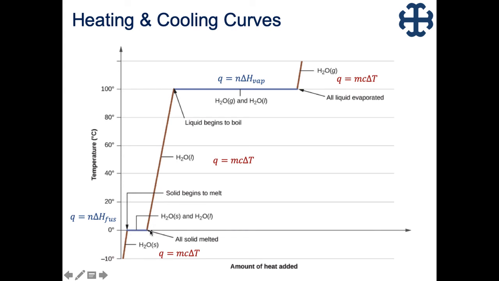Once all our ice is melted, our temperature will start to rise again. We can use Q equals mcΔT to quantify that amount of heat that we add, and then if we raise the temperature enough to where the water starts boiling, we have a phase change again, our temperature levels off, and then if we kept heating our gas molecules, that would continue to rise in temperature once all of our liquid was turned into a gas, okay?